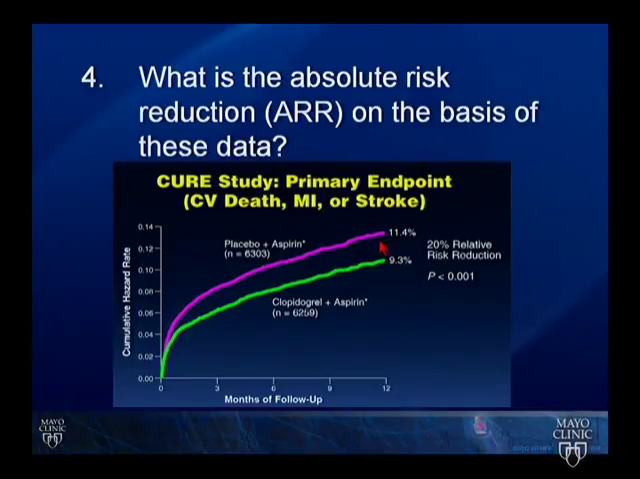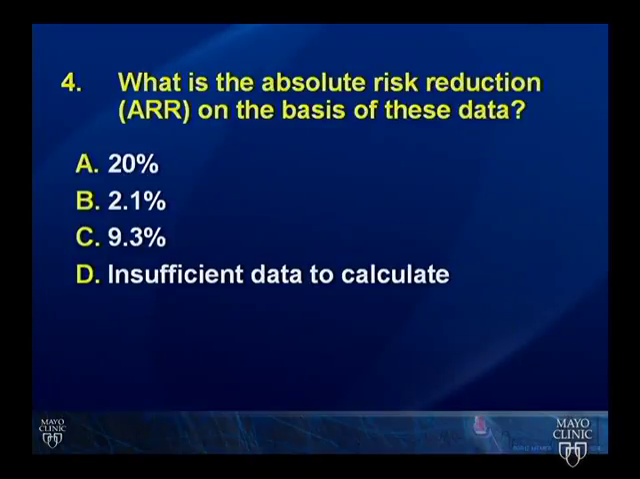So the placebo plus aspirin patients had a 1-year mortality of 11.4%. The clopidogrel plus aspirin patients had a 1-year mortality of 9.3%. And your local drug rep will tell you that there's a 20% relative risk reduction, okay? This is a huge risk reduction, 20%. So what is the absolute risk reduction?